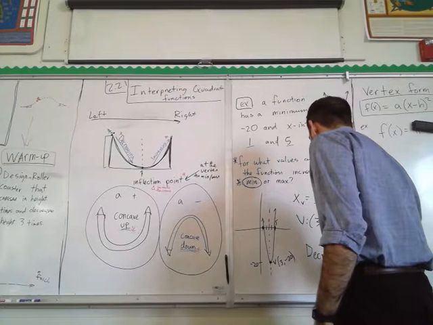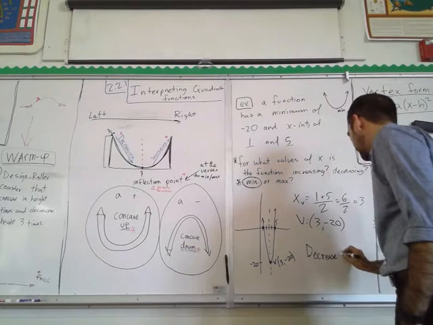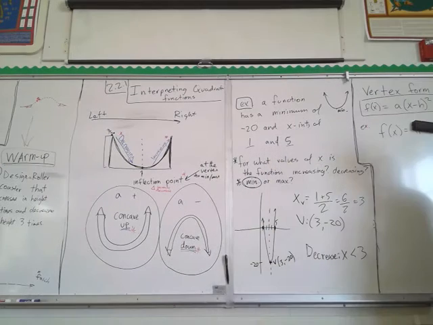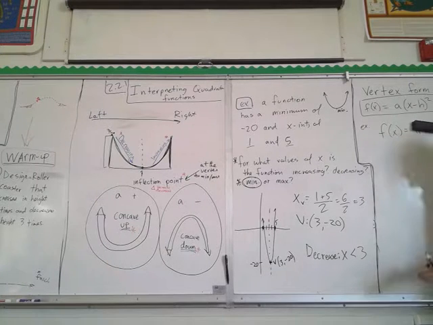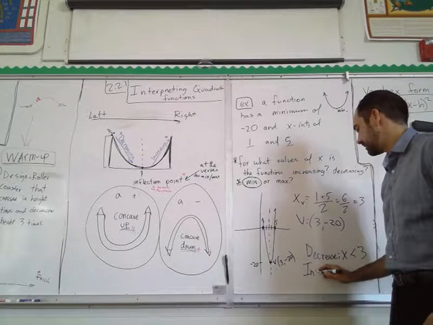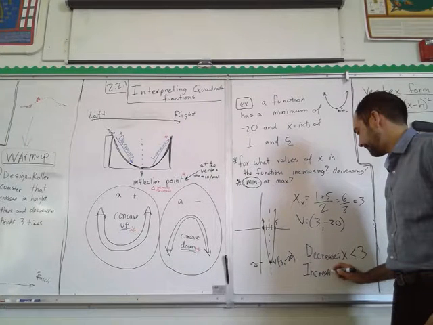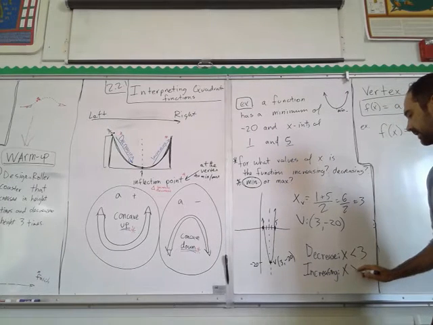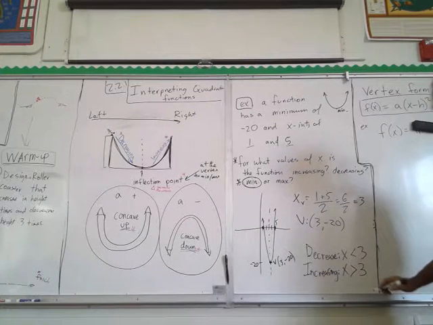at x is less than 3. X is less than 3, it's decreasing. I've labeled where it's decreasing. Guess what we're going to do for increasing? x greater than 3? Or, yeah. I didn't quite hear you. X is greater than 3. Good. X is greater than 3, it's increasing.